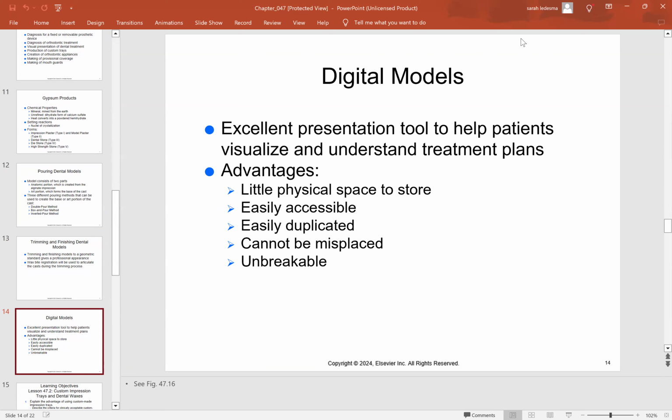Digital models give an excellent presentation tool to help patients visualize and understand treatment plans. Advantages include little physical space to store. These are easily accessible, they're easily duplicated, they can't be misplaced, and they're also unbreakable.